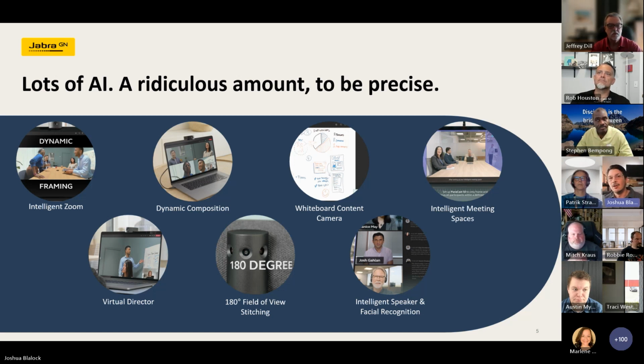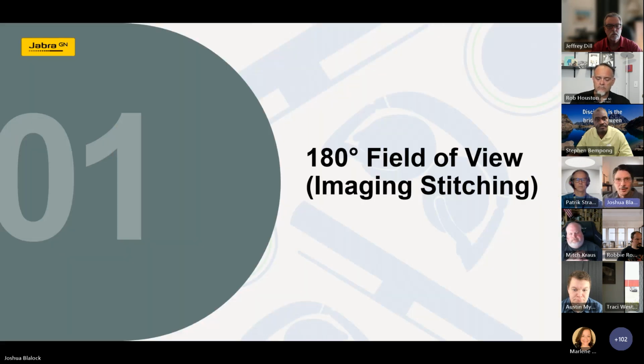camera, the intelligent speaker and facial recognition features that are coming, as well as the intelligent meeting spaces that are coming. So let's talk about 180-degree field of view. The image stitching is what I have in quotation marks. We'll see why that is.